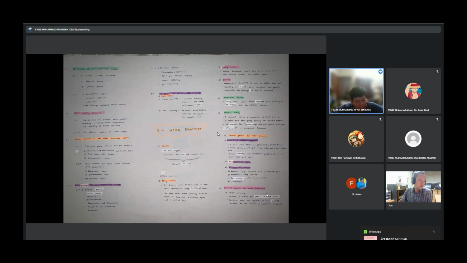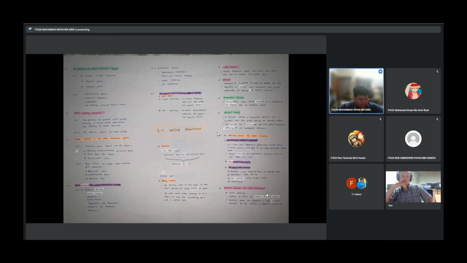The standard for potable water quality according to World Health Organization and Ministry of Health standard. Then the chlorine residue for water supply. Next, design criteria in the water treatment system. There are two things. There is treatment plan, layout and site factor. The first one is planning and environmental constraint factor. The next one is plan design, site factor. And the last one is environmental factor.